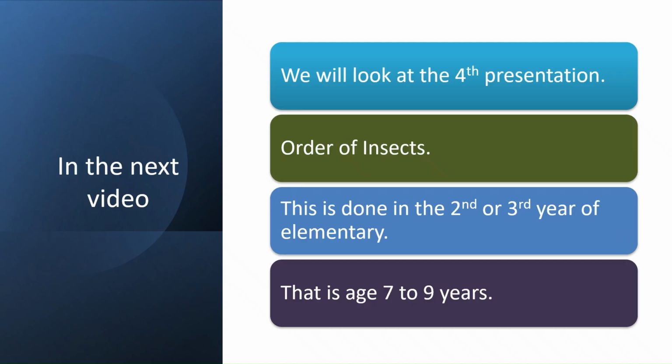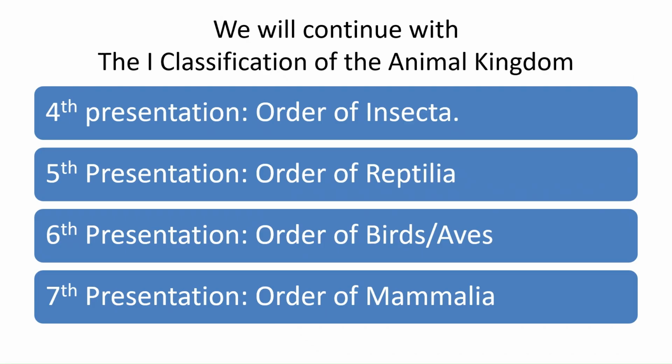In the next video, we will look at the fourth presentation, that is order of insects. This is done in the second and third year of elementary, that is age 7 to 9 years. We will continue with the first classification of animal kingdom in the next video, and the presentations will be: the fourth presentation will be order of insecta, fifth presentation will be order of reptilia, sixth presentation is order of birds or aves, and the seventh presentation will be order of mammalia. So this will be in the next video.